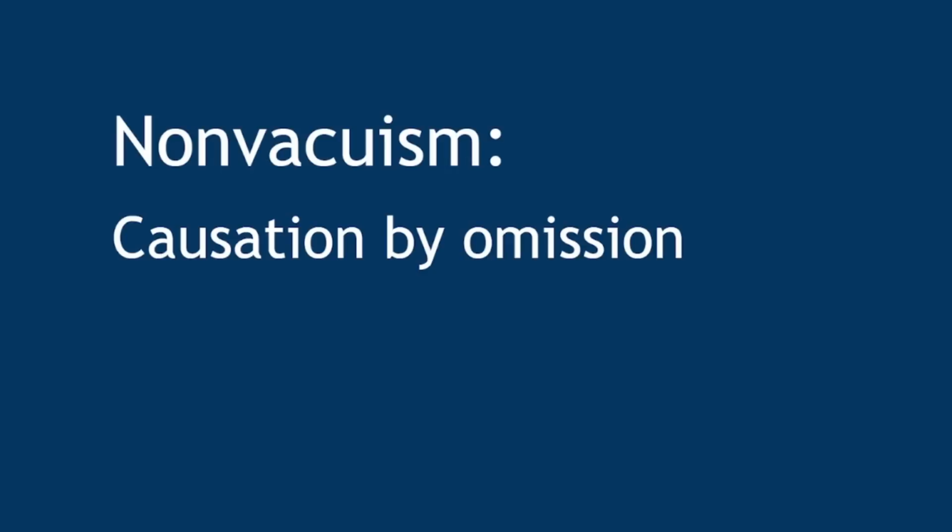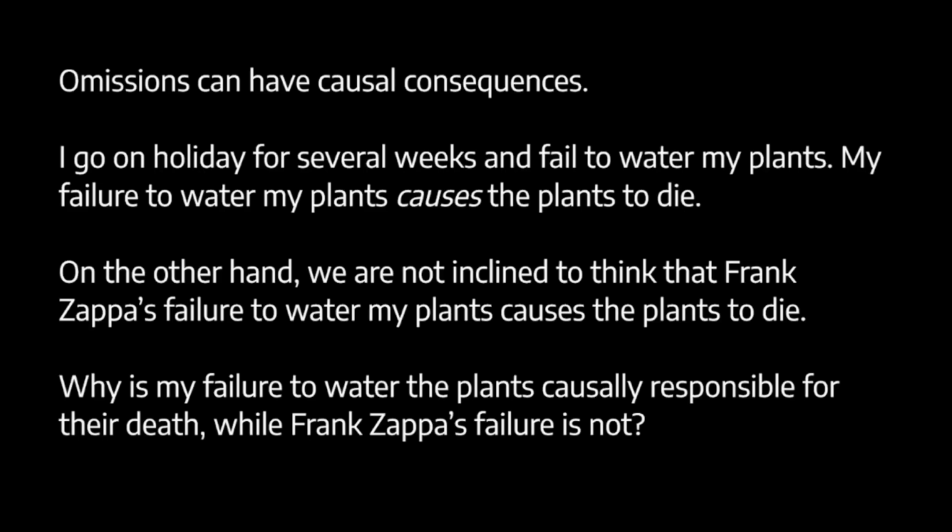Another important role for counterpossibles concerns causation by omission. It seems plausible that absences or omissions can have causal consequences. For instance, suppose I go on holiday for several weeks, fail to water my plants, and as a result, the plants die. It's plausible that my failure to water the plants causes the plants to die. Notice, however, that we're not remotely inclined to say that Frank Zappa's failure to water my plants causes the plants to die. What is it that explains this difference? Why is my failure to water the plants causally responsible for the death of the plants, while Frank Zappa's failure to water the plants is not?